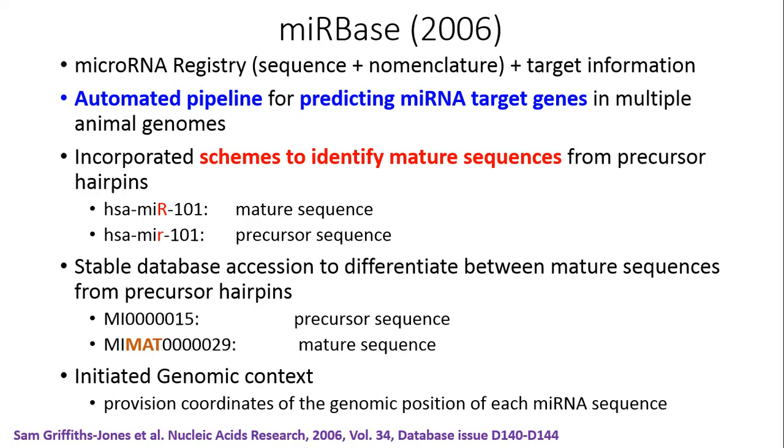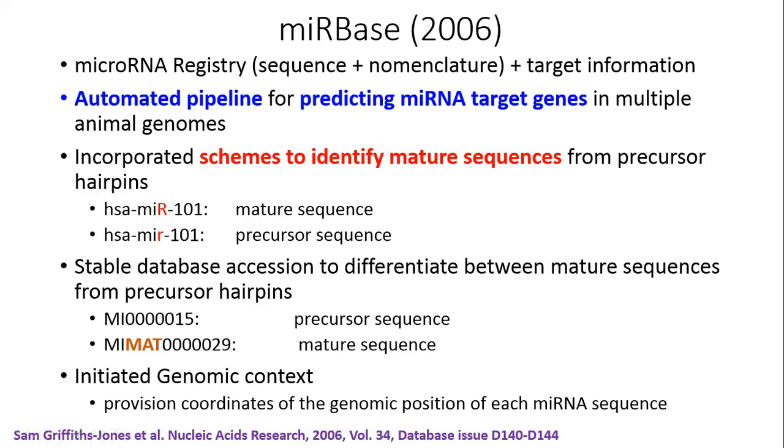whether the sequence is a major sequence or a precursor sequence. So if the accession number itself contains MAT, that I have highlighted over here, that would indicate that it is a major sequence, while if the accession number of the sequence doesn't contain this MAT, it can be considered as a precursor sequence.